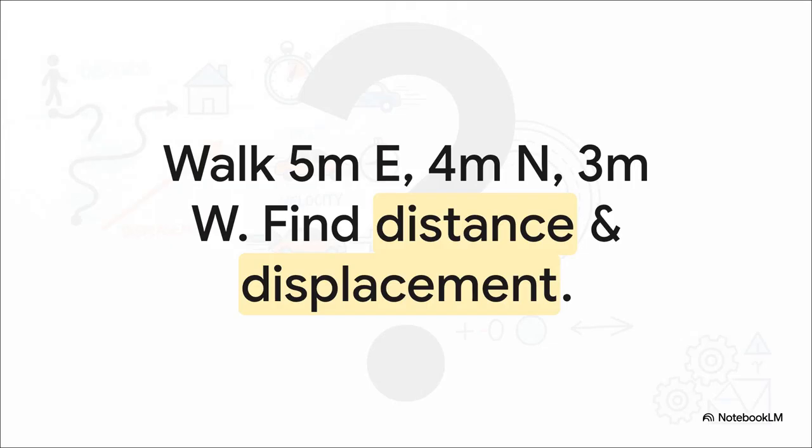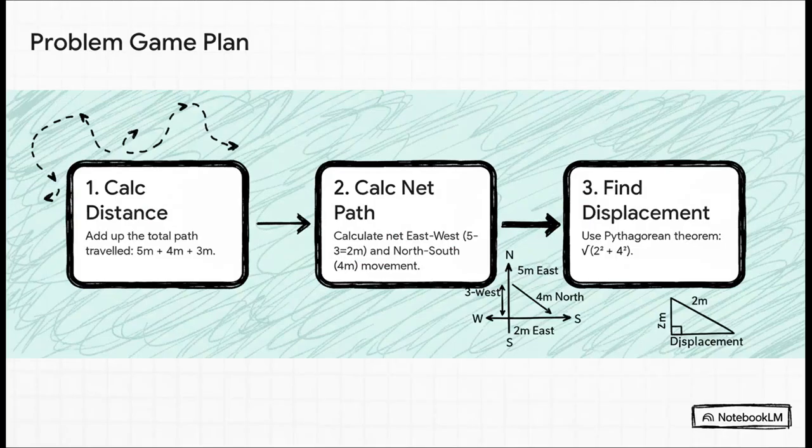Here we go, challenge number 1. A person walks 5 meters east, then 4 north, then 3 west. Notice it's asking for two totally separate things, total distance and net displacement. We have to treat them differently. Okay, don't get overwhelmed. We've got a simple 3-step game plan. First, the easy part. Add up the whole path for distance. Second, we'll figure out the net movement, how far east-west and north-south they ended up. And finally, a little high school geometry to find that final straight line path.